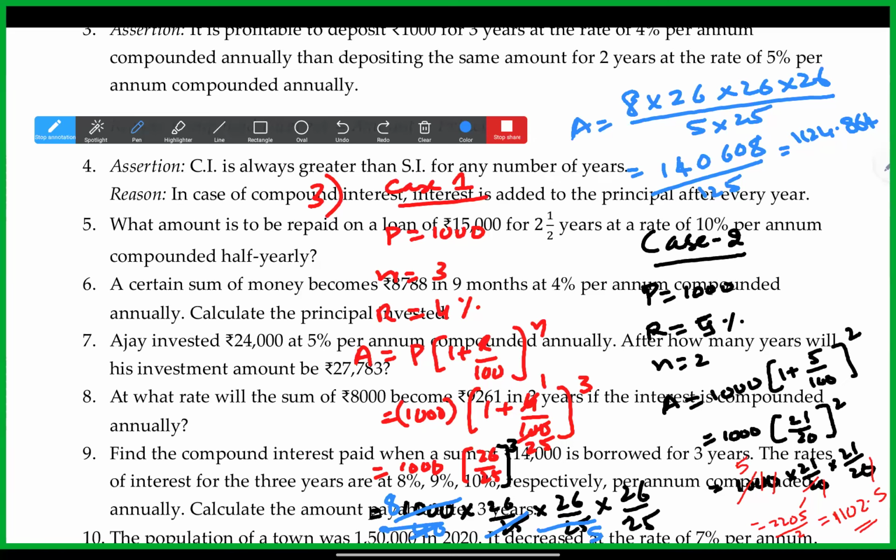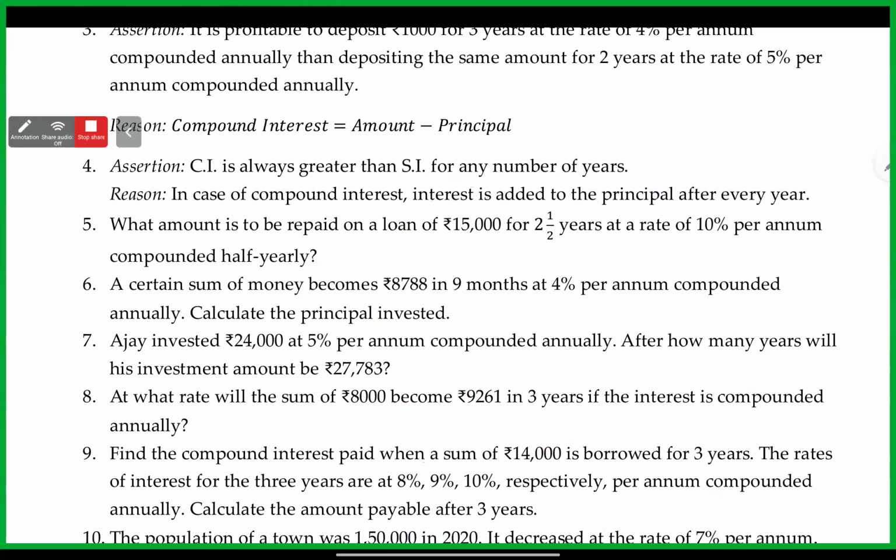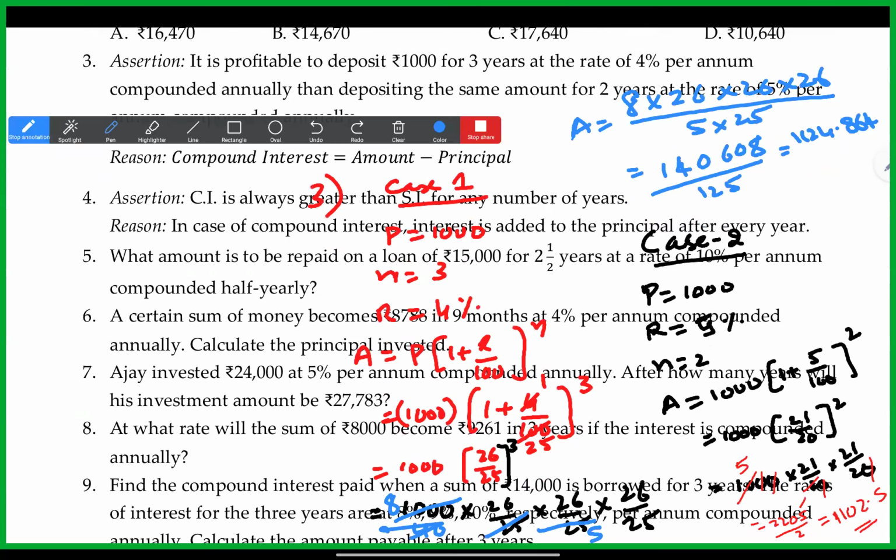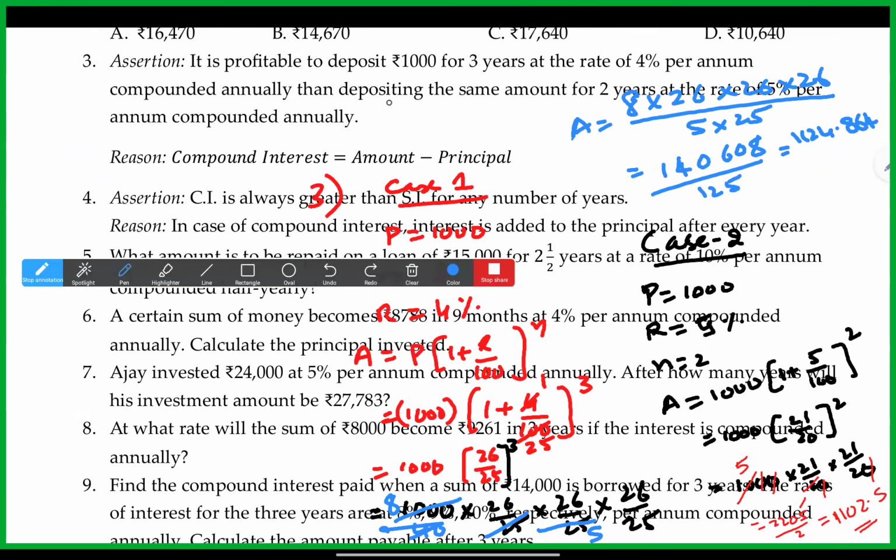Yes, sir. So what does the assertion state? The assertion states that it is profitable to deposit 1,000 for 3 years at the rate of 4% per annum, compounded annually, rather than depositing the same amount for 2 years at the rate of 5% per annum, compounded annually. Yes, that is true, by looking at the amounts in both the cases.